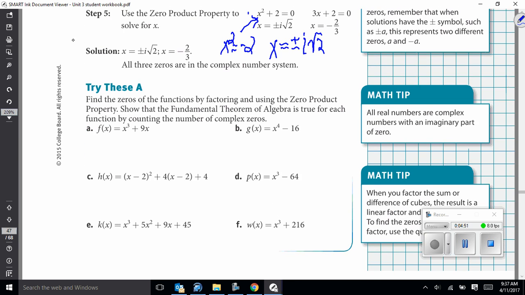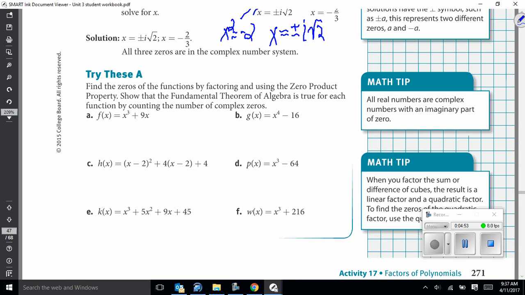All right, so let's do a practice. Which one do you want to do together? A through F. The first one? All right. So we have x cubed plus 9x. Can we take out any greatest common factors first? Yes. What can we take out? We can take out an x. So let's do the x first. So then we have x squared plus 3.